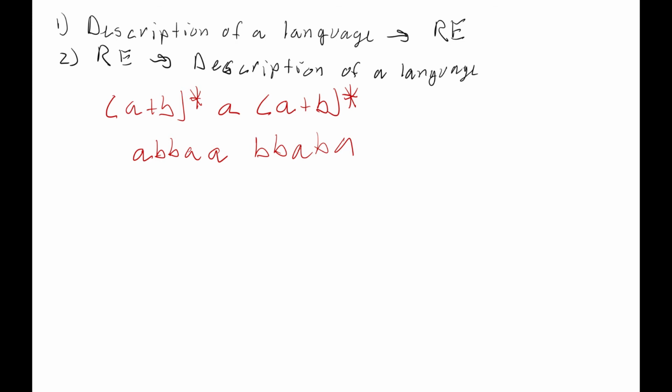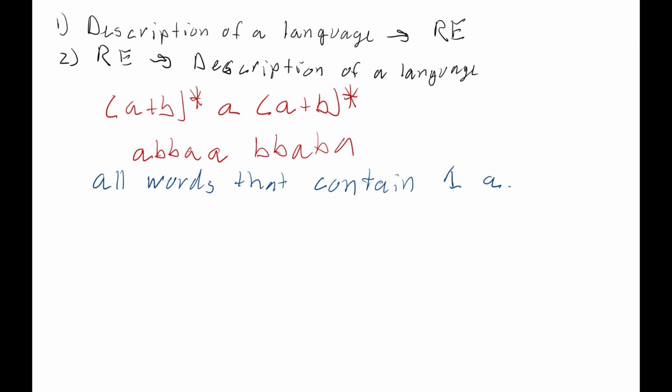So what does this language mean? Well, when we got this (a or b)*, that means we can generate any string. It could be the null word. It can be any number of a's and b's in any order. So that's any word followed by at least one a, and then any word after it. So the description of this language would be all words that contain at least one a.